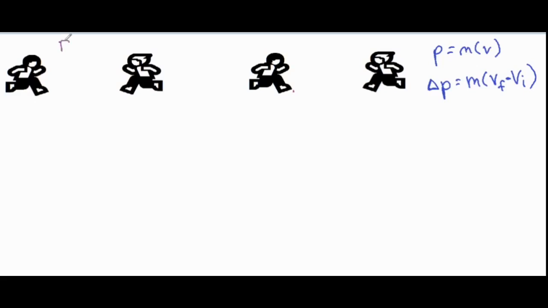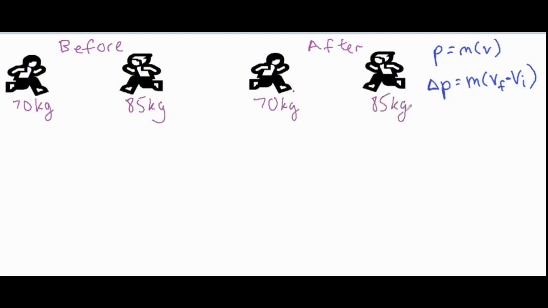So here is the beginning of my picture, and I'm going to label stuff for before the collision and after the collision. It's not important to spend a lot of time with the actual drawing, but just making sure everything is labeled properly. So a question would read something like this. We have two kids that are running towards each other, and one of the kids is 70 kilograms, and the other one is 85. So I guess they're actually pretty big. And for the after, we still have the same people, so 70 kilograms and 85 kilograms as well.